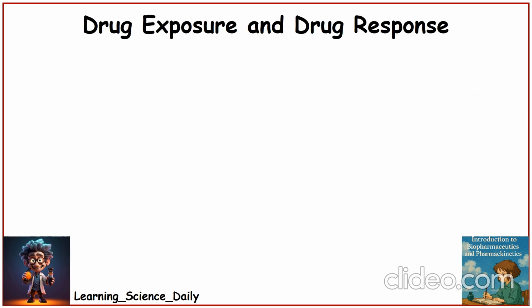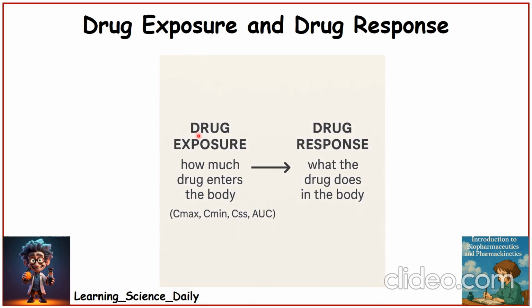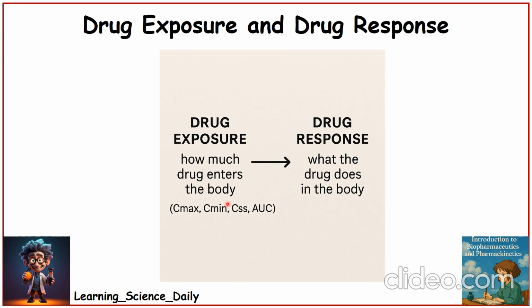When we talk about drug exposure and drug response in pharmacology, we're looking at two key aspects of how a drug works in the body. Drug exposure refers to how much of the drug enters the body, and how it behaves over time. This includes measurements like the highest concentration of the drug in the blood, which is known as C maximum, the lowest, known as C minimum, how long it stays at a steady level, which is known as CSS, and the total amount of drug the body is exposed to, or AUC. These help us understand the drug's availability in the system.